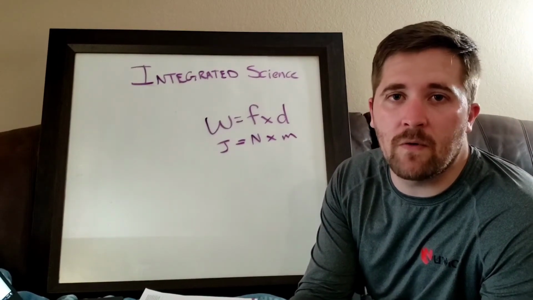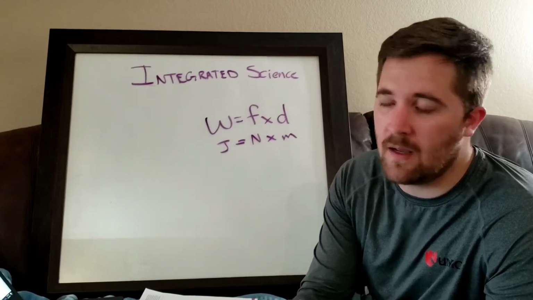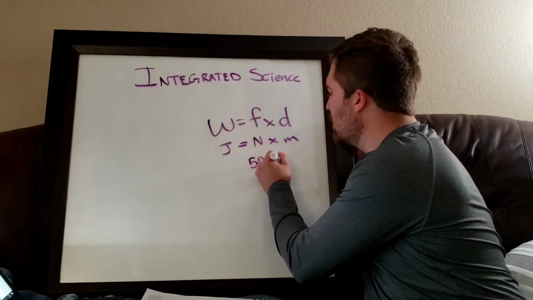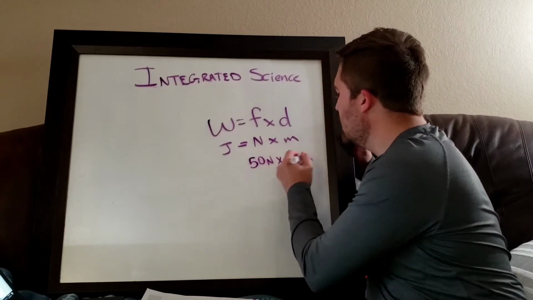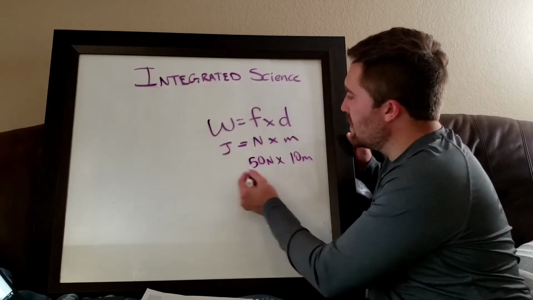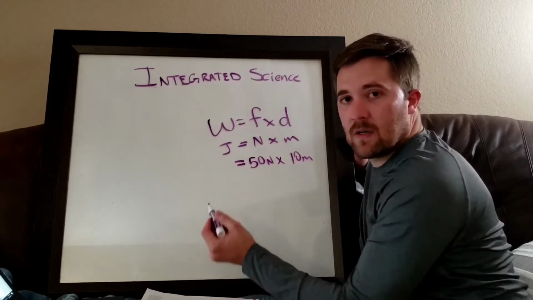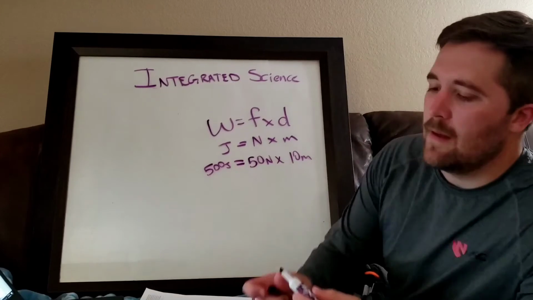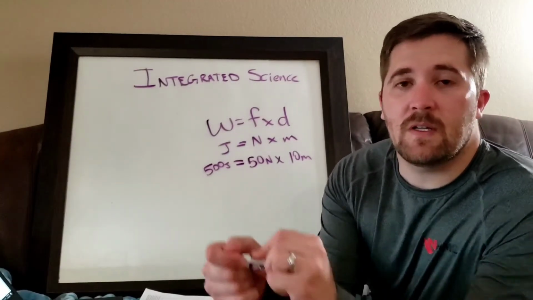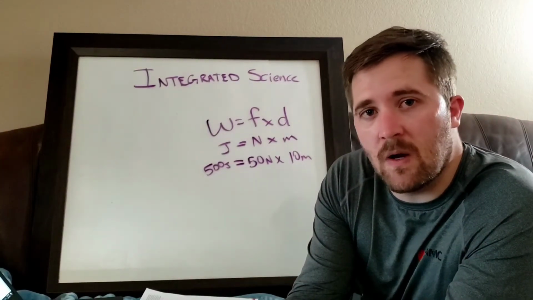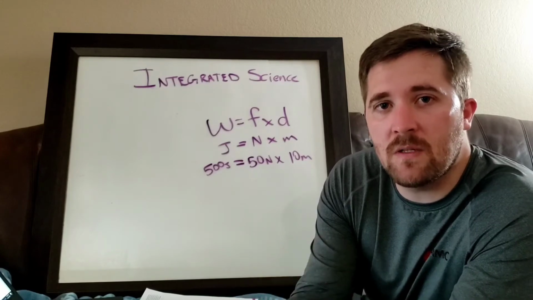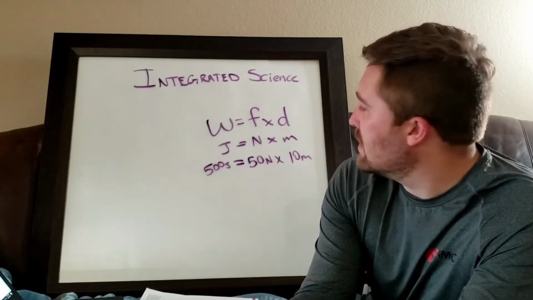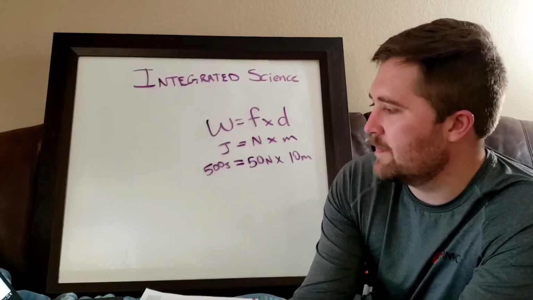So it might say how much work is done if you apply a force of 50 newtons over 10 meters. All you have to do is multiply 50 times 10, and you get how much work is done, which would be 500 joules. Okay, that's pretty easy as well. Just make sure you understand each one by definition as well. Kinetic energy deals with motion, potential energy deals with position, work deals with force over a distance.